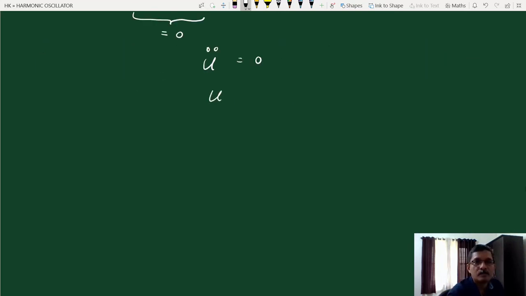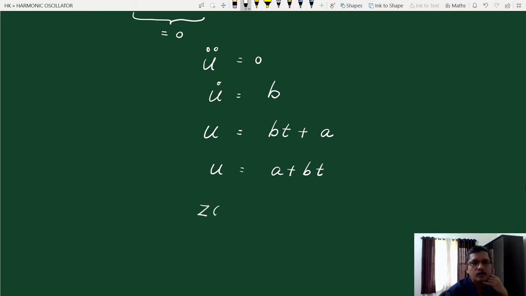If you integrate once, u dot can be some constant b. It can be a complex constant, but it's independent of time. Integrate one more time, then u is equal to bt plus another constant a. a also can be a complex constant. So we have this result: u is equal to a plus bt, where in general a and b can be complex constants. So what is the value of z? What is our solution now? a plus bt times e raised to minus gamma by 2 into t. In general, a and b can be complex constants.